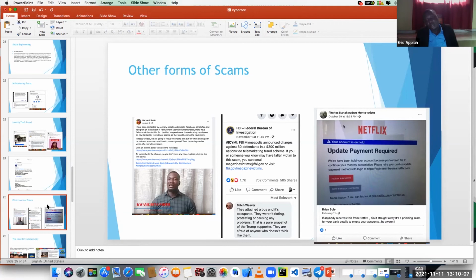All right, so there are other forms of scams, and phishing, for example, where, on the right side, you could see that this email is purported to come from Netflix, that the person should try a new payment method. So this looks like it's from Netflix, but the moment you click on it and then you enter your credit card details, it goes to the hacker, all right? And there are other forms of scams as well.